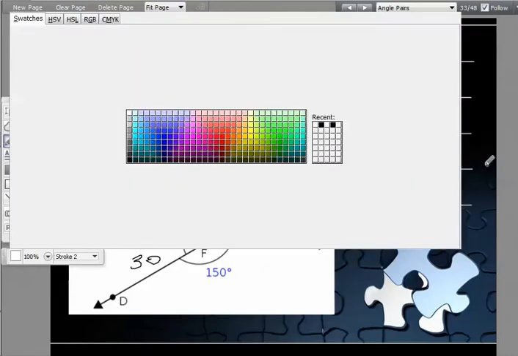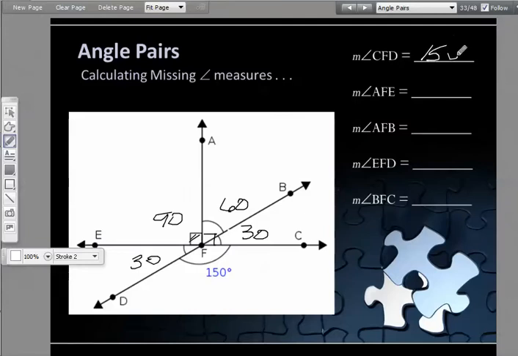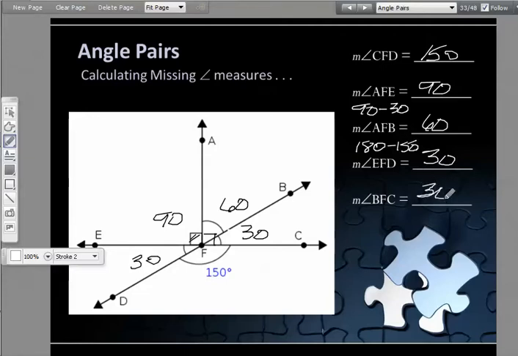I can't remember if this was the last angle or not. So that was 150. That was a 90. Both of those were given. AFB I had to figure out. EFD, I figured that one out because I took 180, because EFD and CFD are a linear pair. There, I put that. And up here, this was 90 minus 30. And then BFC, of course, was the vertical angle to EFD, so it too is 30 degrees.